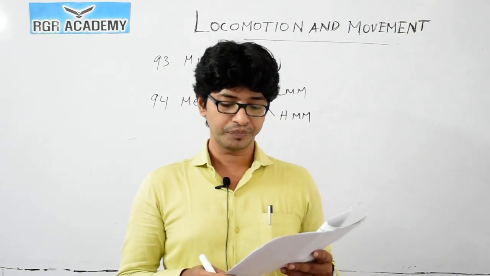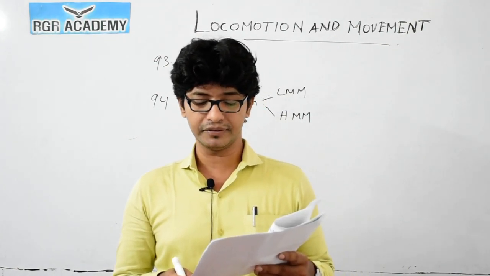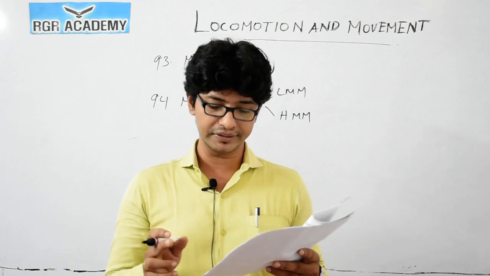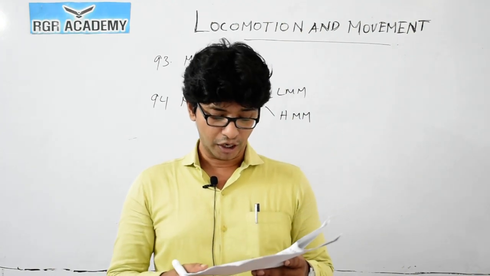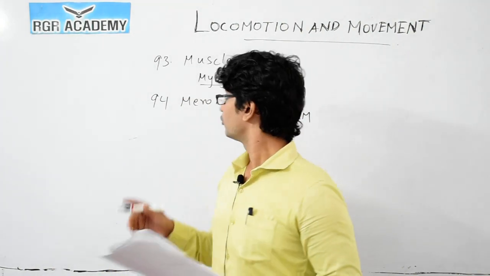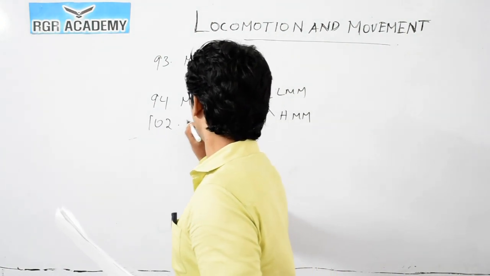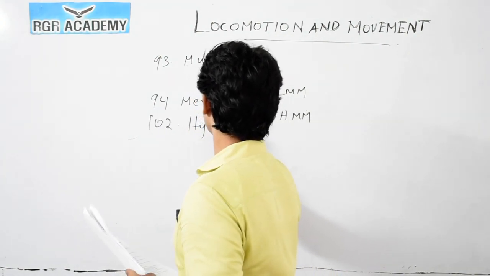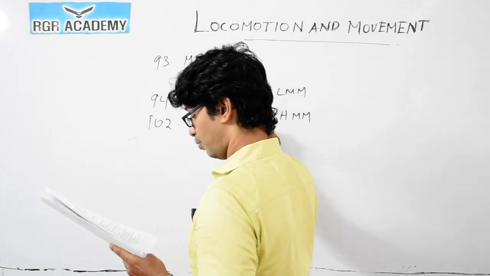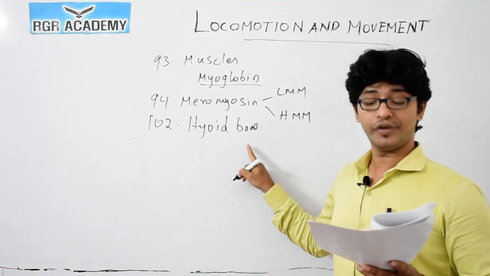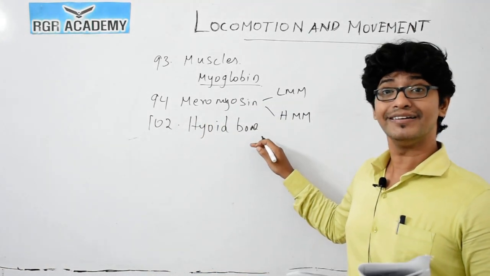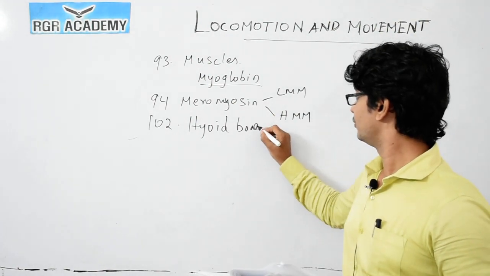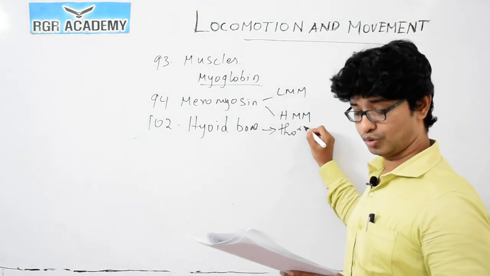Question 102. The U-shaped bone present at the base of the buccal cavity, the one bone that you could see. We call it the hyoid bone. The bone present in the buccal cavity is called the hyoid bone. It is situated in the upper part of the thorax region.